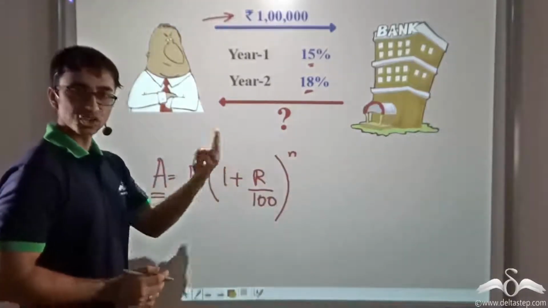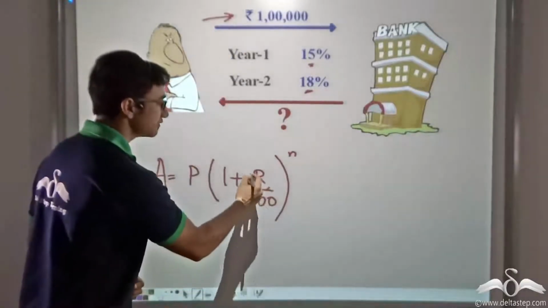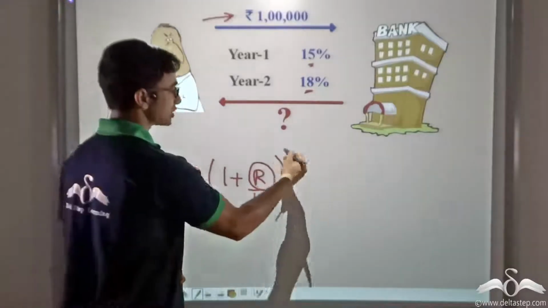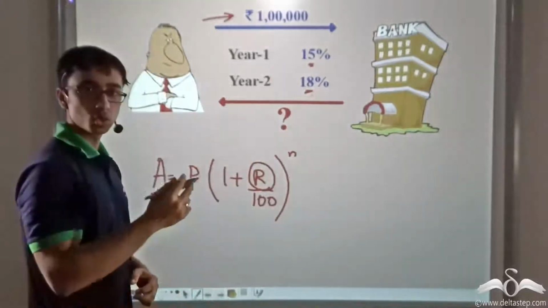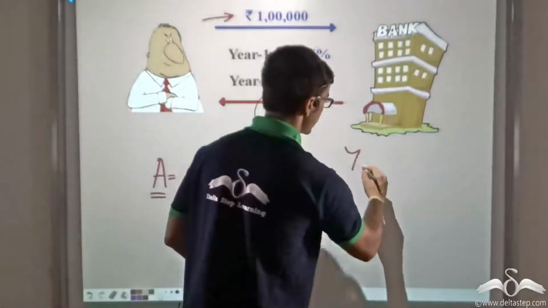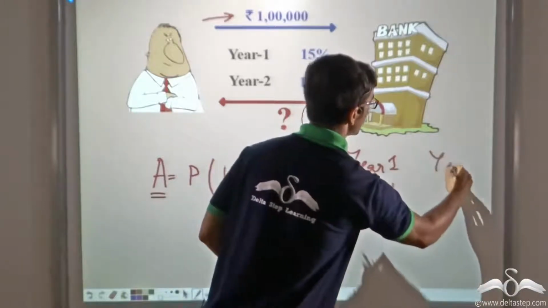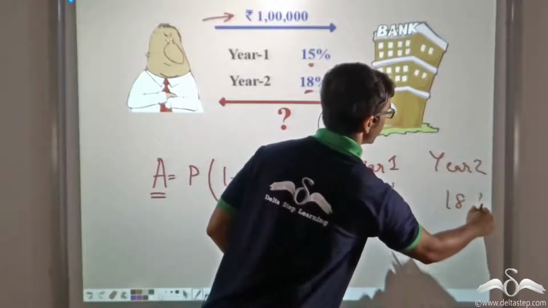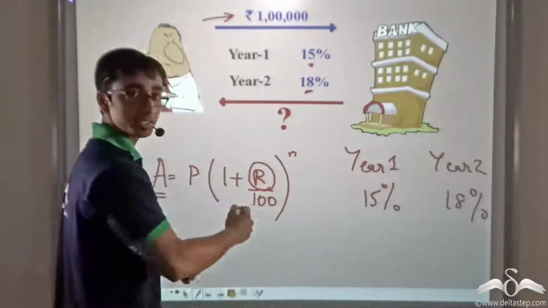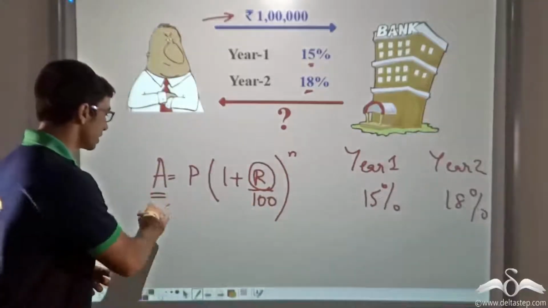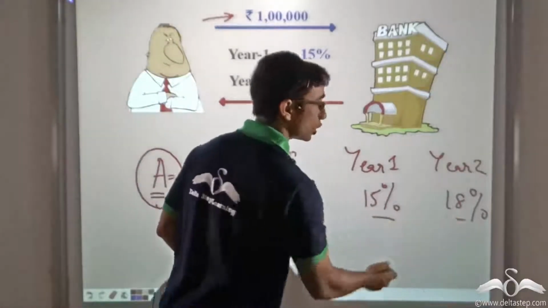So in this case, N is 2, P is given to us as 1 lakh. But how can we place the value of R? We know that N is 2 and P is 1 lakh. But R is given by two particular values for 2 different years. For year 1, it is 15%. And for year 2, it is 18%. So as you can see, I can't put any one value because that would result in an incorrect amount. So which is the value that I will have to place? 15% or 18%?